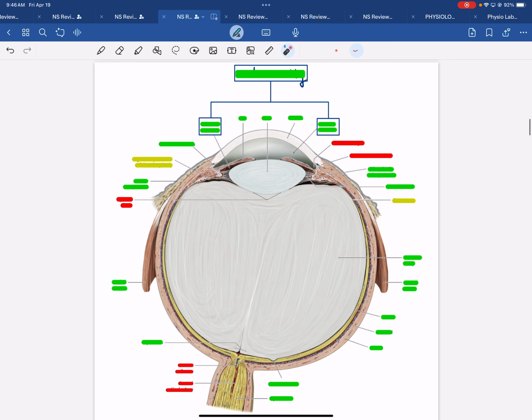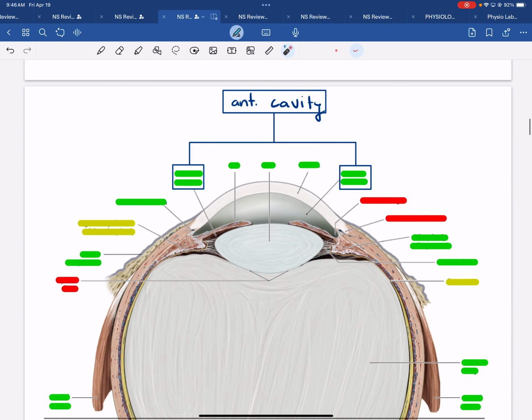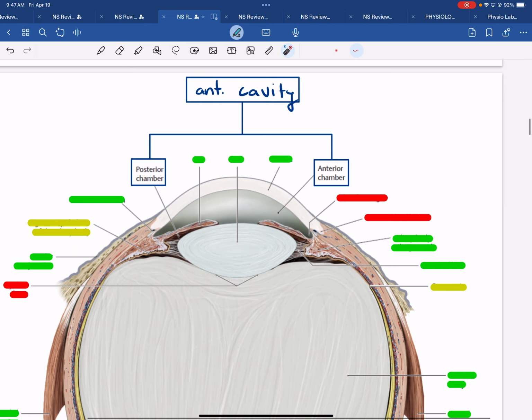Okay, so here's the eyeball, the globe. There are lots of names for it. This is a superior view and a transverse section. So let's talk about what all of this space is. Anterior cavity. Good, the anterior cavity. Okay, good. And the anterior cavity has two more spaces. What is this space? Anterior chamber. Good, the anterior chamber. What about this space? Posterior chamber. Good, the posterior chamber.